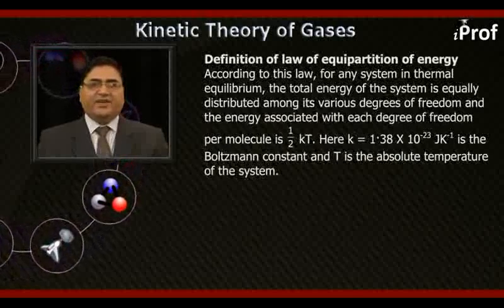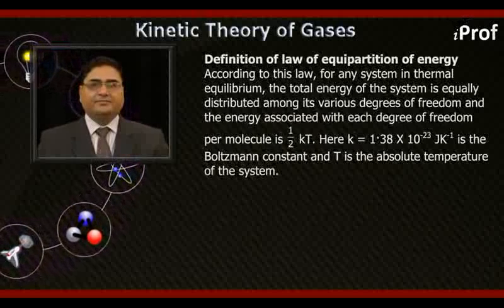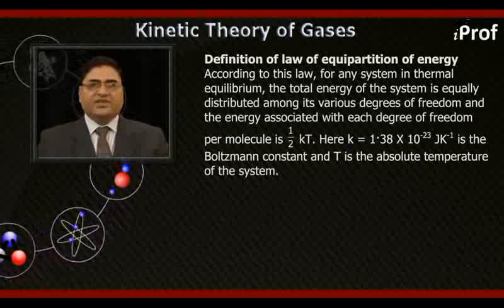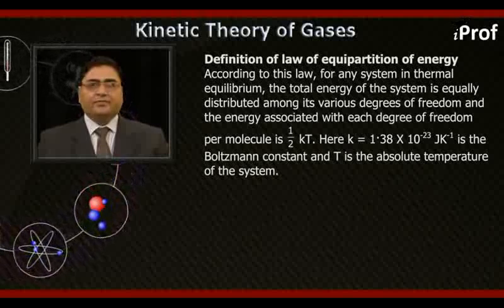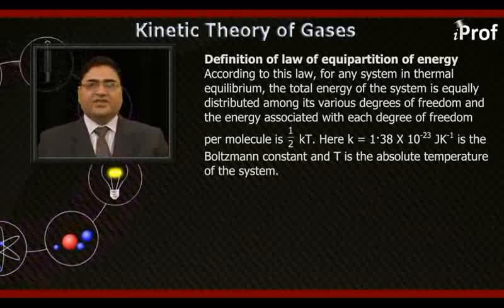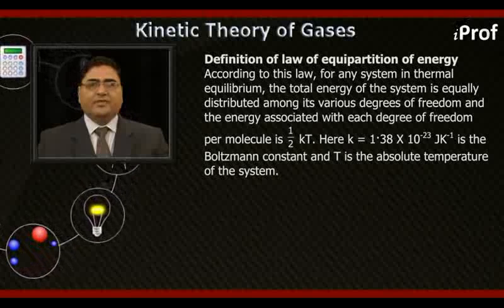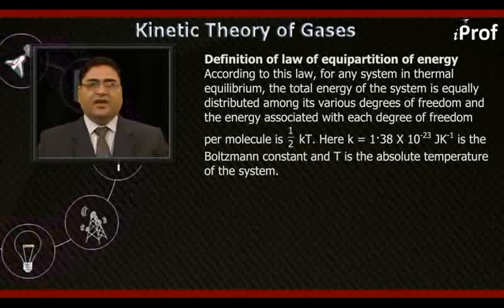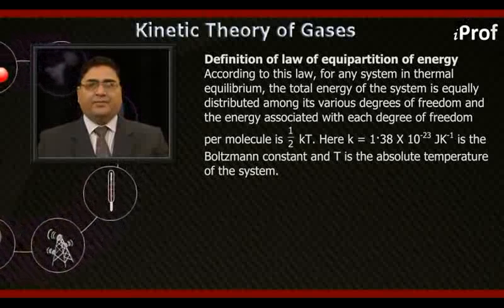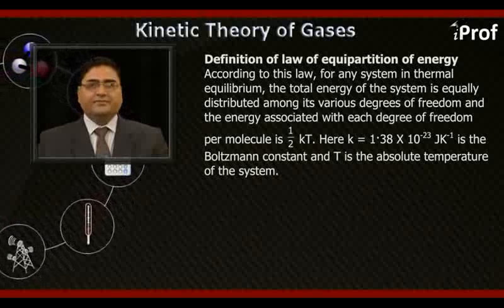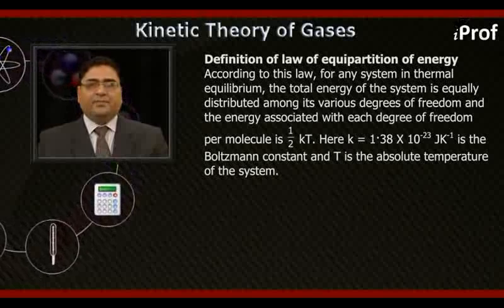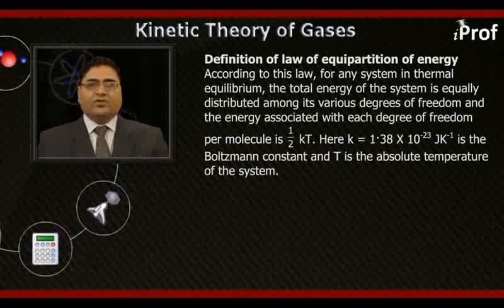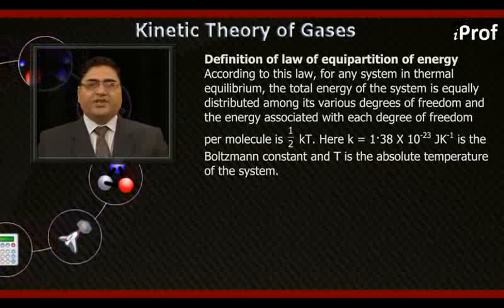Now let's see the definition of law of equipartition of energy. According to this law, for any system in thermal equilibrium, the total energy of the system is equally distributed among its various degrees of freedom, and the energy associated with each degree of freedom per molecule is half kT. Here k equal to 1.38 into 10 power minus 23 Joule Kelvin inverse is the Boltzmann constant, and T is the absolute temperature of the system.